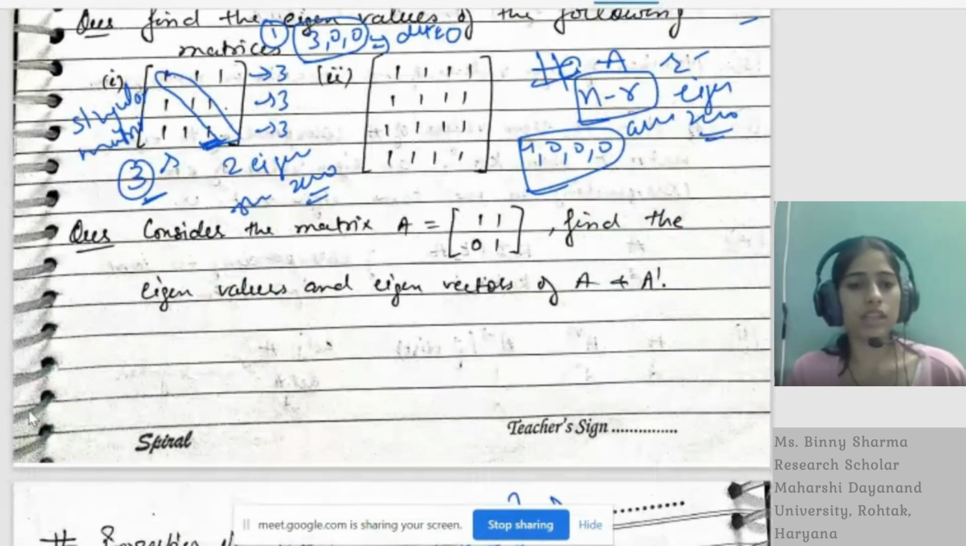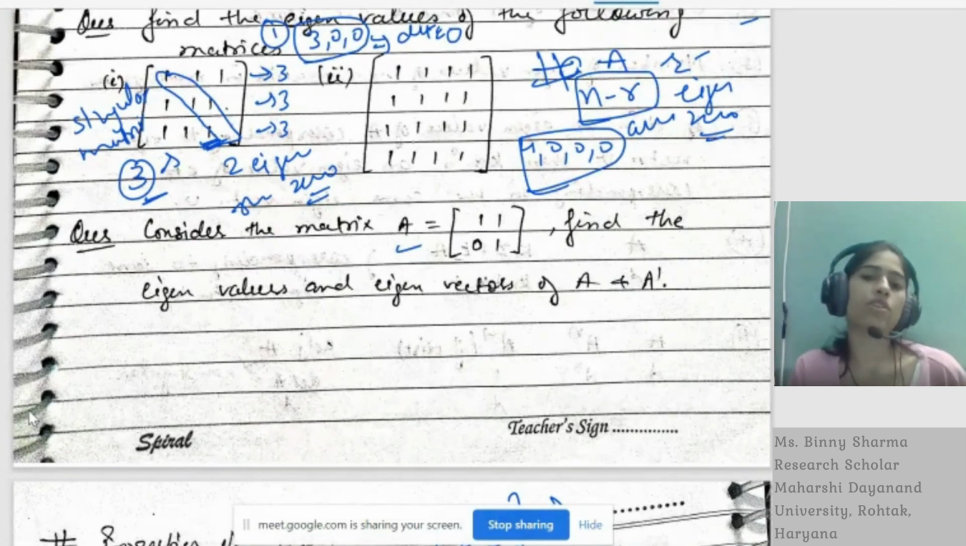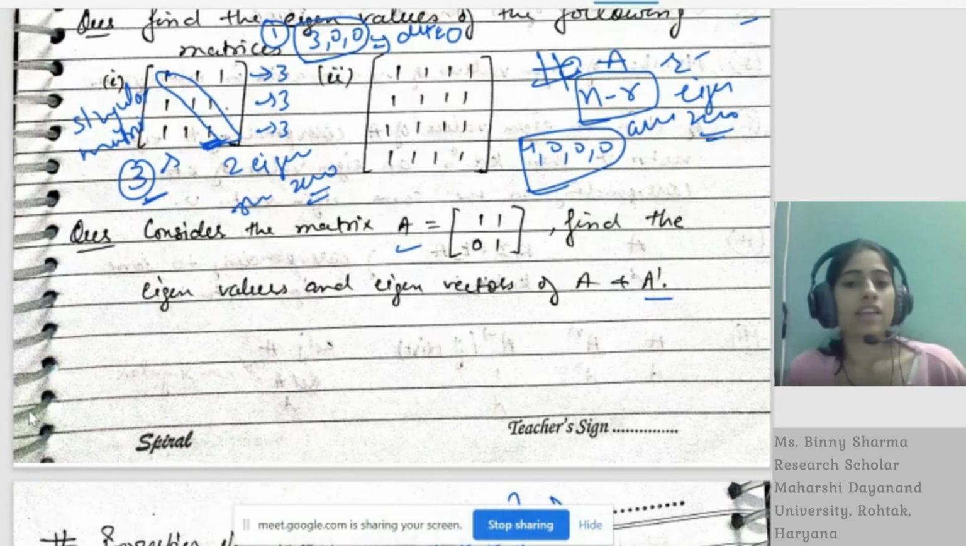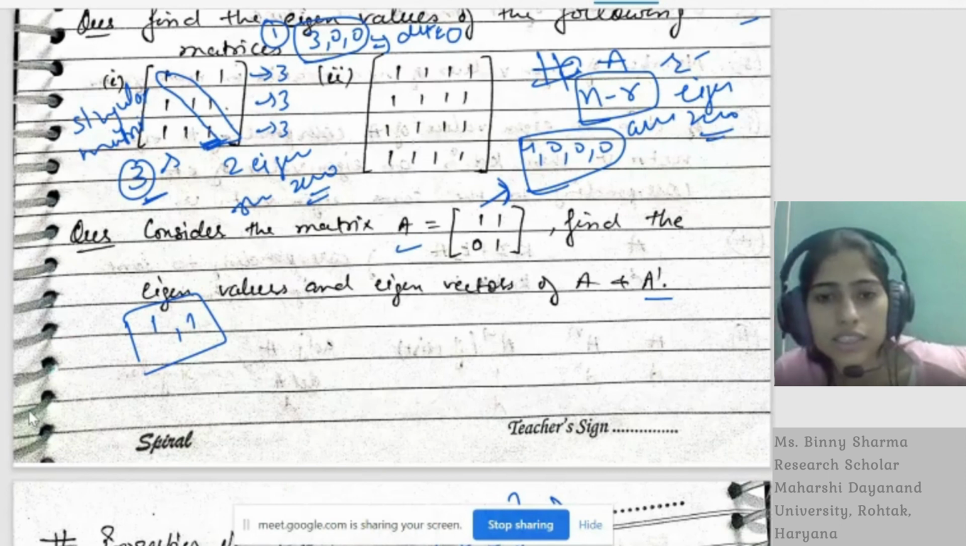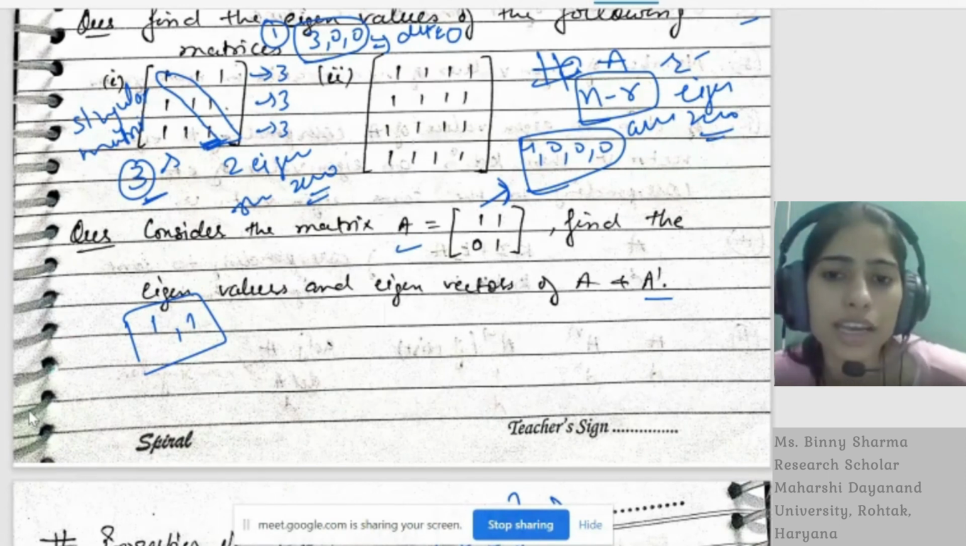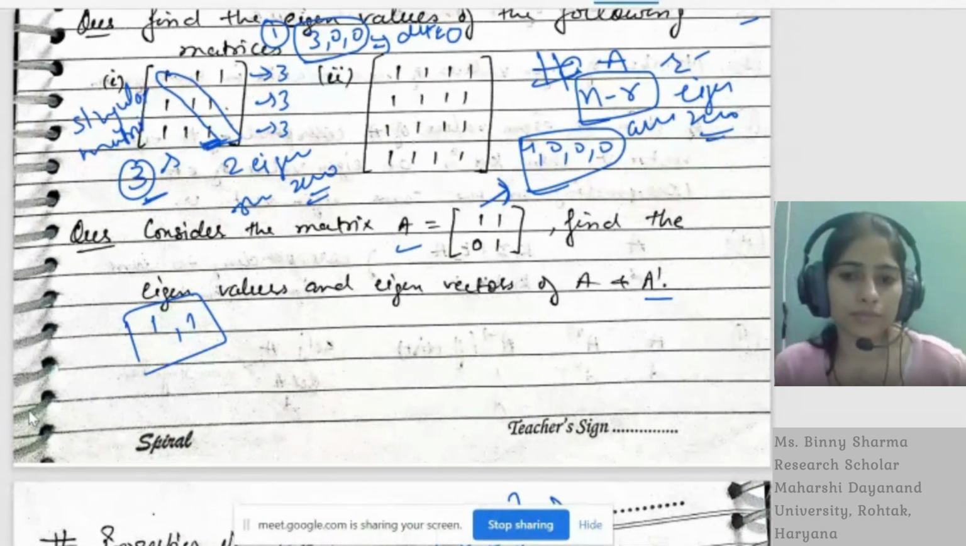The question is, consider the matrix A, that is 1 1 0 1. Find the eigenvalues and eigenvectors of A and A transpose. This is a triangular matrix, so the eigenvalues will be 1 and 1. You can also clearly see this is not a diagonalizable matrix. Okay.